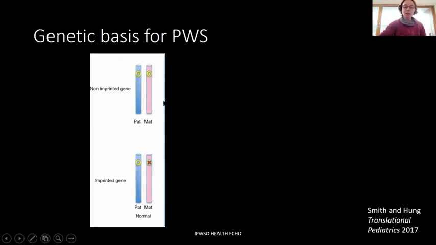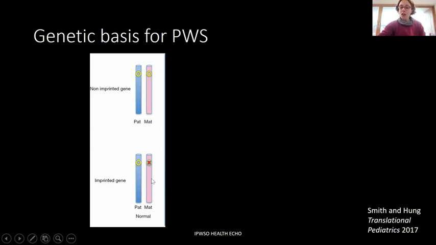So this white square here shows you two normal situations. For the vast majority of genes across the human genome, you get expression of genes from both a paternal and maternal chromosome. And those are non-imprinted genes. So this could be any chromosome. And the yellow ring here would be the genetic sequence for a non-imprinted gene that is equally expressed from the male and female, the paternal and maternal copies.